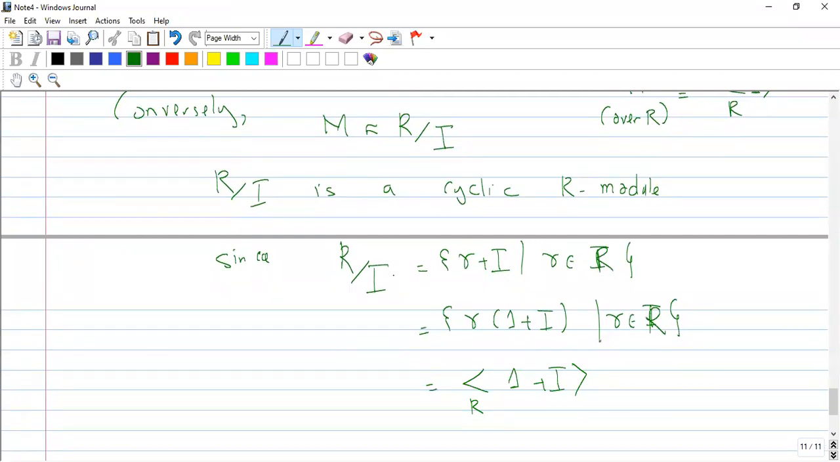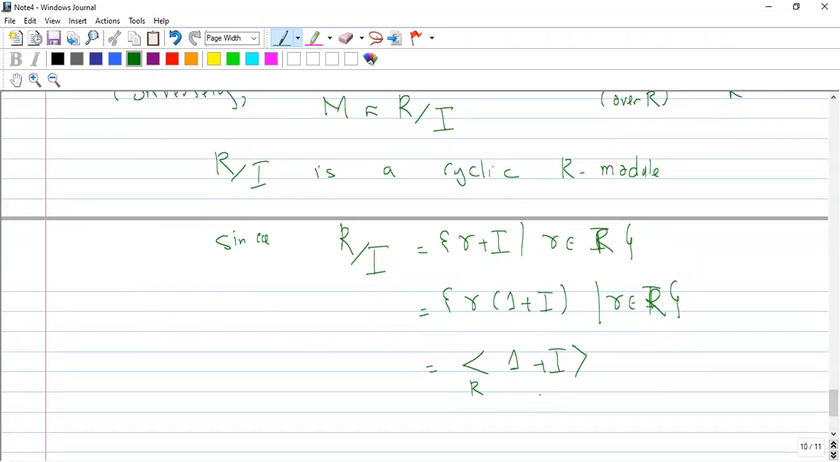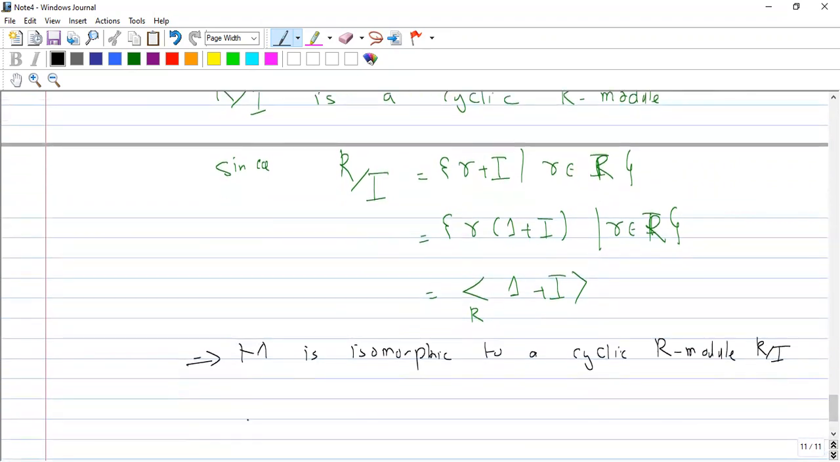So R over I is also a cyclic module. Why is it a cyclic module? Because R over I could be generated over R with the help of 1 plus I. Just as R over R was generated by 1, R over I over R is generated by 1 plus I. So this shows that R over I is a cyclic module, and since R over I is isomorphic to M, which is my assumption, M is isomorphic to a cyclic R module R over I, which implies that M is also a cyclic R module.